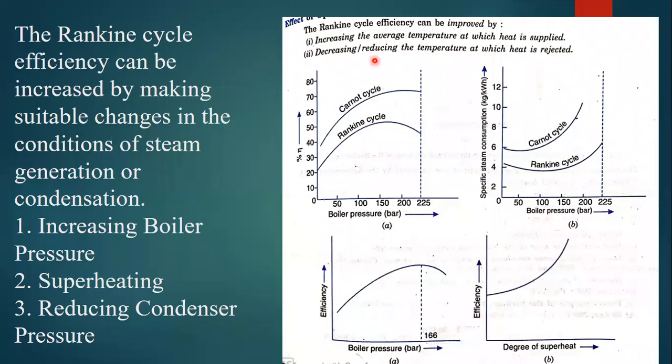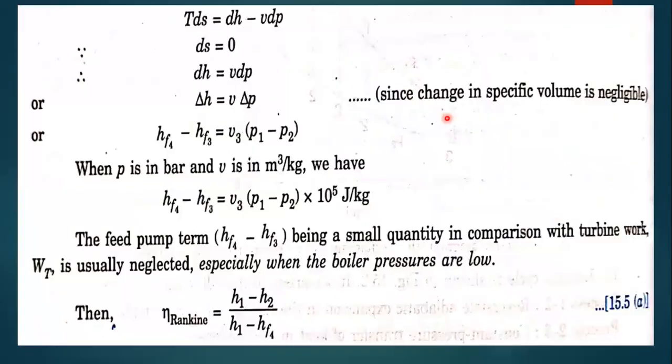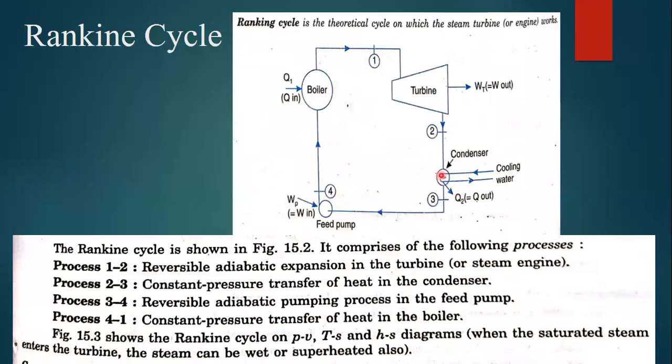And what is the other method? The other method is to reduce the temperature at which heat is rejected. That means at the condenser we are going to reject the heat. This is the heat rejection, q out. If we reduce the temperature further, for suppose in the actual Rankine cycle we have the condenser temperature as 25 degrees centigrade, but if we reduce that minimum temperature to 20 degrees centigrade, 18 degrees centigrade, then there are chances of the Rankine cycle efficiency improving much higher.